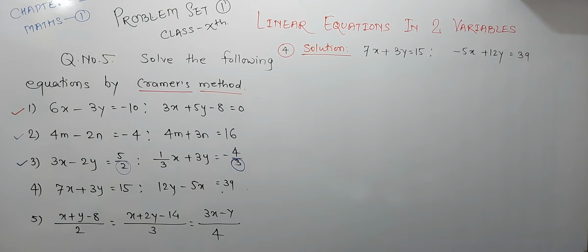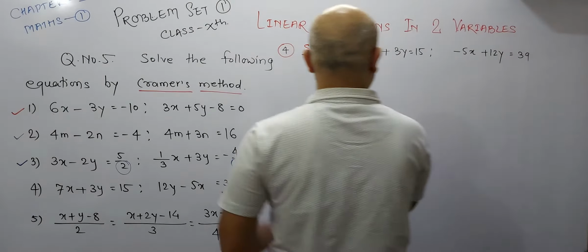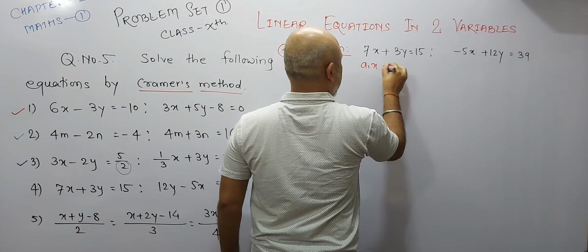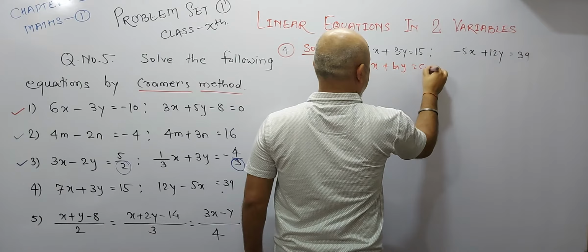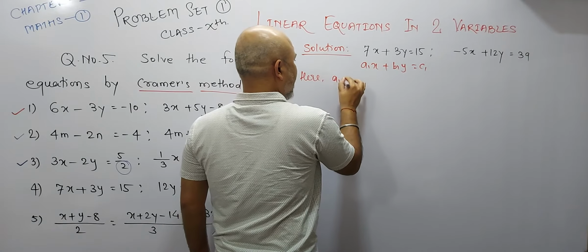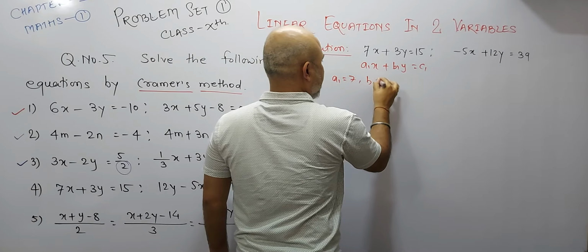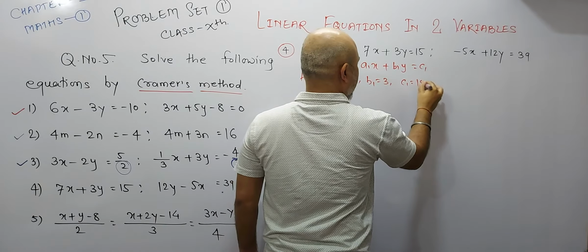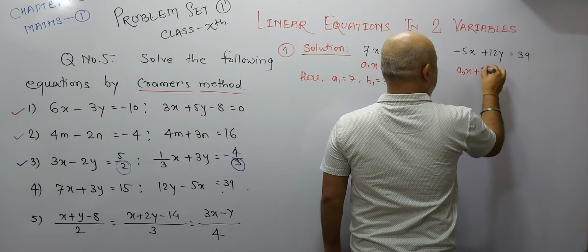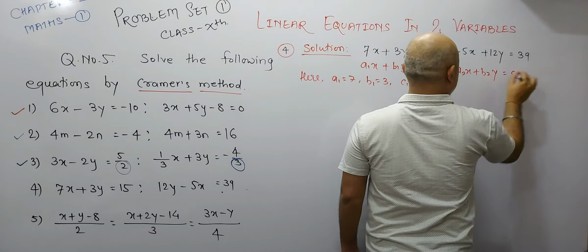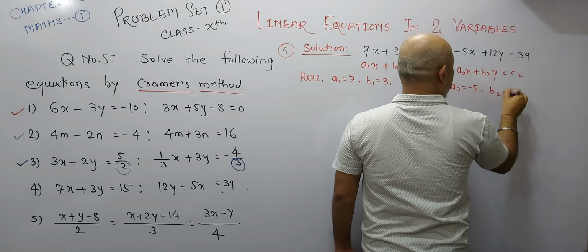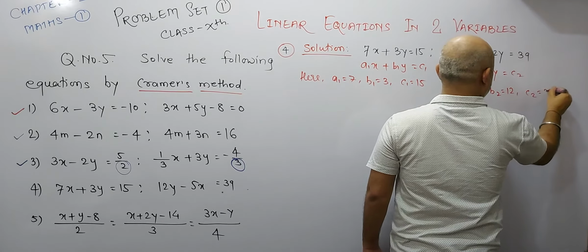And now we are going to compare this with what? General form of linear equation two variables. So this is what a1x plus b1y is equal to c1. So here you are having the value of a1 is 7, b1 is 3 and c1 is 15. Similarly, we will compare this equation with a2x plus b2y is equal to c2, and here we will get a2 is equal to minus 5, b2 is equal to plus 12 and c2 is equal to 39.